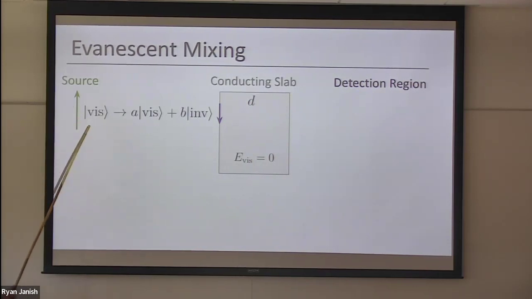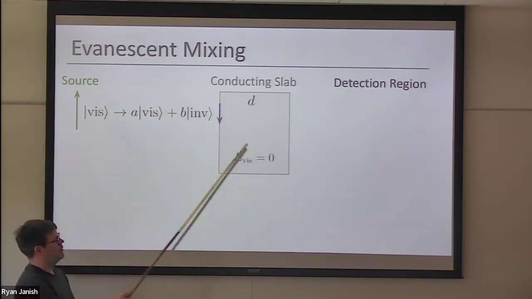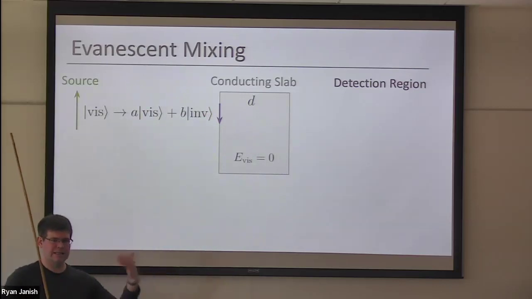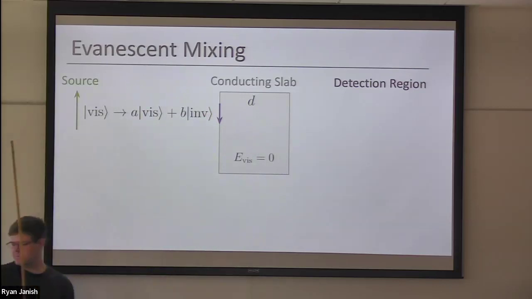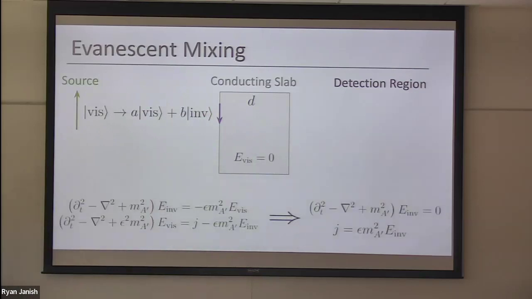Again, the basic picture is we would have impinging on our wall some visible and invisible components of the field. And we want to ask what field components propagate inside the conducting barrier. And that's straightforward to solve. What does the conductor do if it's an ideal conductor? It shuts off the visible component. Just sort of zeroes it out. So we don't have two propagating modes inside the conductor, we only have one.